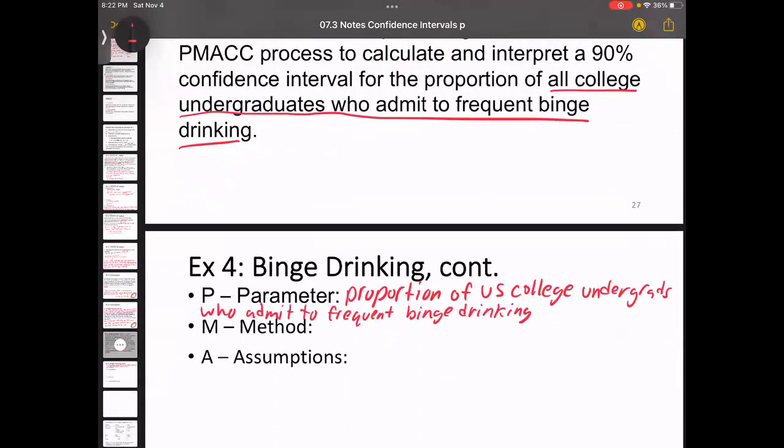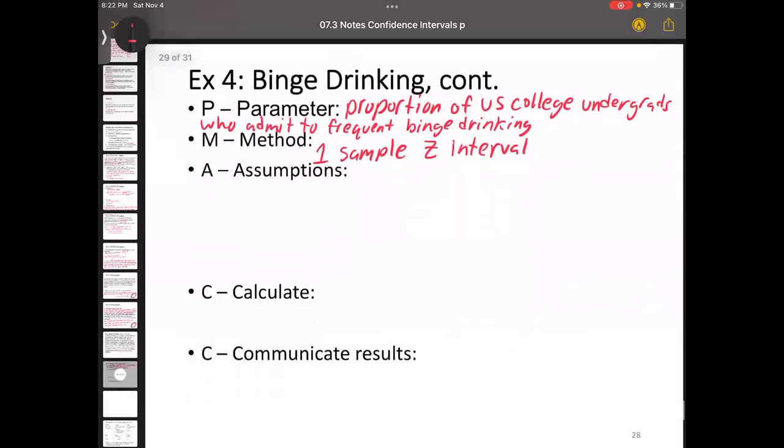Okay. So next is identifying the method. Because we're at this point in the course, we're only going to be using one kind of method for the exam. So this is why it's only one answer to this part of the question. What we're saying here is a one sample, instead of two, so one sample Z interval, as opposed to a T interval or a Z test or a T test. That'll come later. But just for now, one sample Z interval. That's the method you're going to use to answer this question.